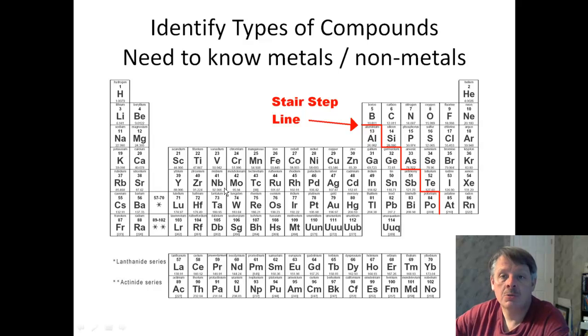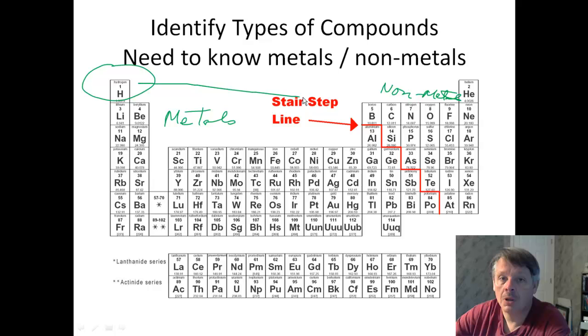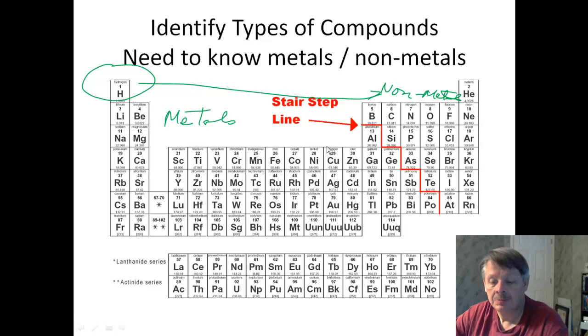First thing you have to do is you have to be able to identify your stair-step line, and from that you need to know that over here on the left are the metals and over here on the right are the non-metals. And you also have to know that hydrogen belongs over with the nonmetals. Okay, hydrogen is not a metal. Hydrogen is a gas.